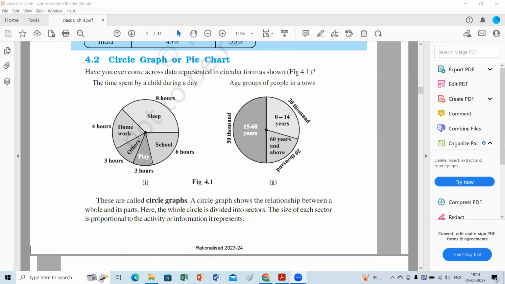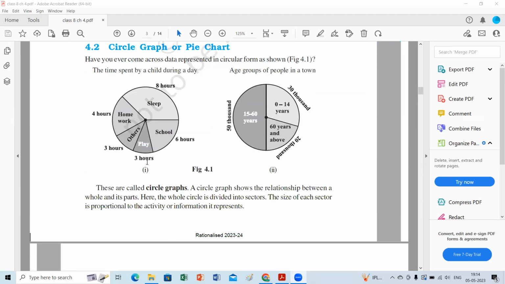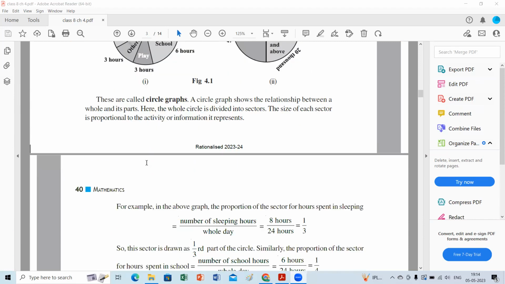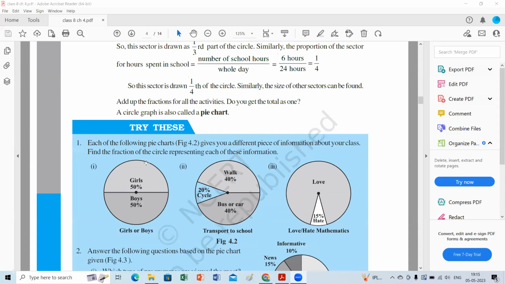Right, children. See, these are the circle graph or pie chart. So in this circle graph, we are dividing the whole circle into sectors. According to the data, the size of each sector is proportional to the activity or information given. Whatever information we are representing should be proportional to the size of each sector. So there are a few things we need to discuss.